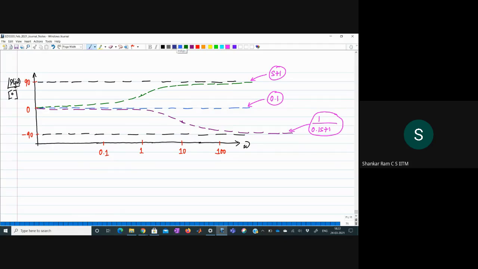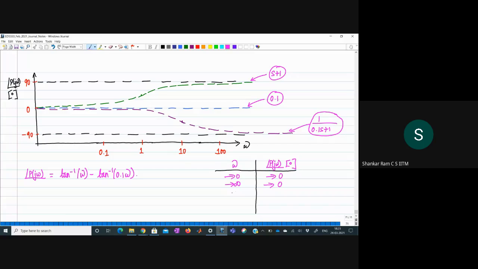Please recall that the phase of P of j omega, as we wrote down previously in this example, is going to be tan inverse omega minus tan inverse 0.1 omega. So if I were to construct a very simple table, plotting omega and the phase of P of j omega in degrees, we see that as omega tends to 0, the phase once again tends to 0. As omega tends to infinity, the phase tends to 0 degrees.